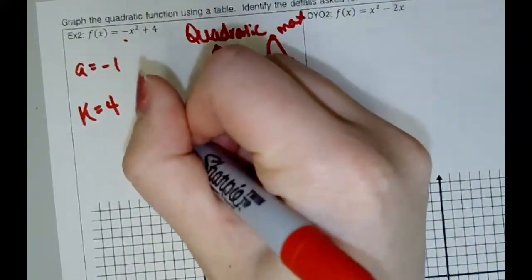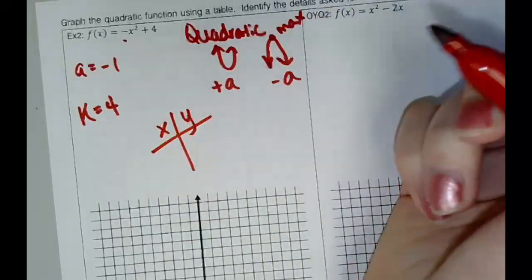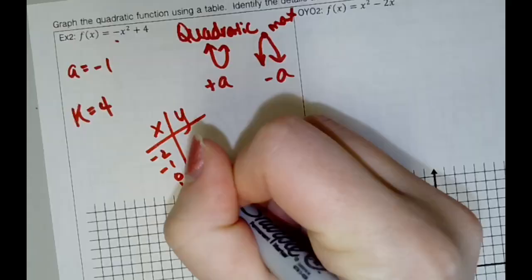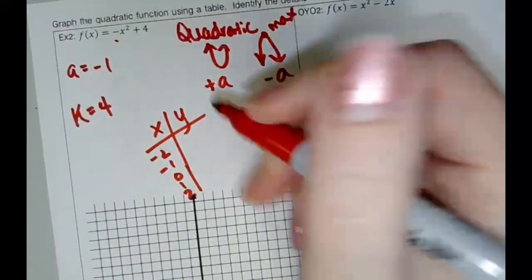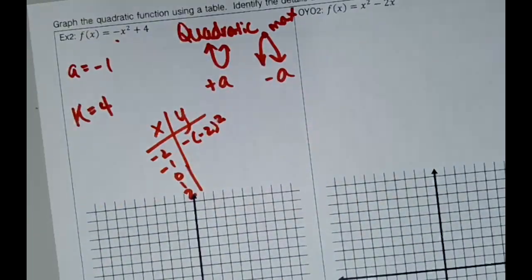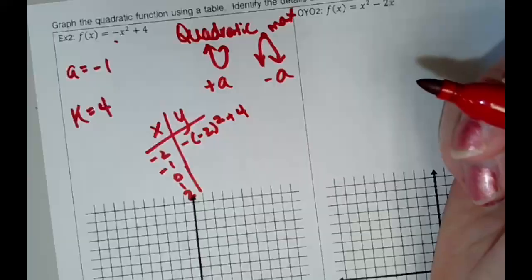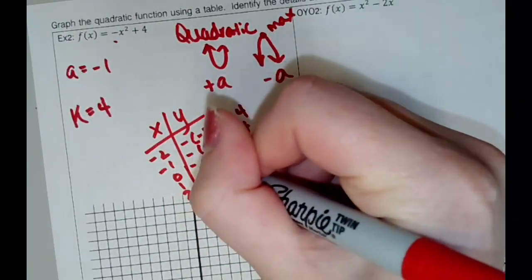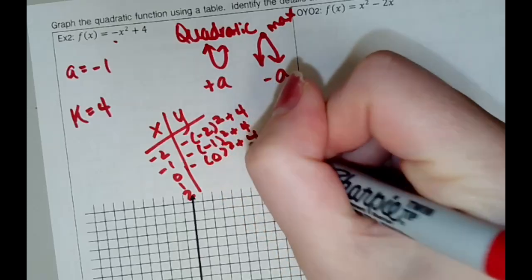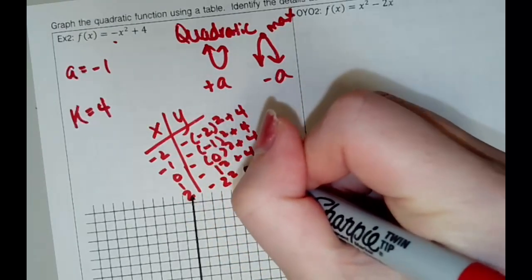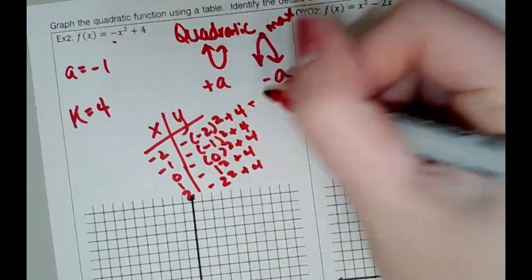With the table, you would pick different values. So like, let's say -2, -1, 0, 1, and 2. And you could just plug it into your equation. So -2 being squared, plus 4. And then you could do -1 squared plus 4, 0 squared plus 4, 1 squared plus 4, 2 squared plus 4. And you can plug that into your calculator.